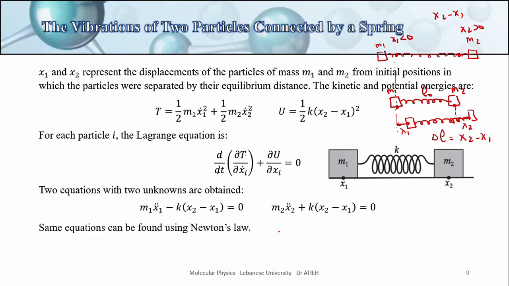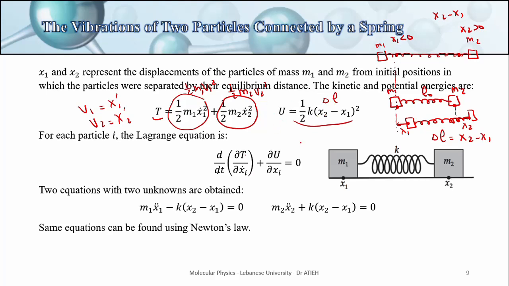The kinetic and potential energies of the system formed of the two particles are given by: the kinetic energy is equal to the summation of the kinetic energy of the first particle plus the kinetic energy of the second particle. It's half m1 v1 squared plus half m2 v2 squared, where v1 is simply x1 prime and v2 is x2 prime. Now the elastic energy of the system is equal to half k delta L squared, where delta L is the elongation or compression of the spring, and delta L is equal to x2 minus x1. There's only one spring, so one elastic energy.